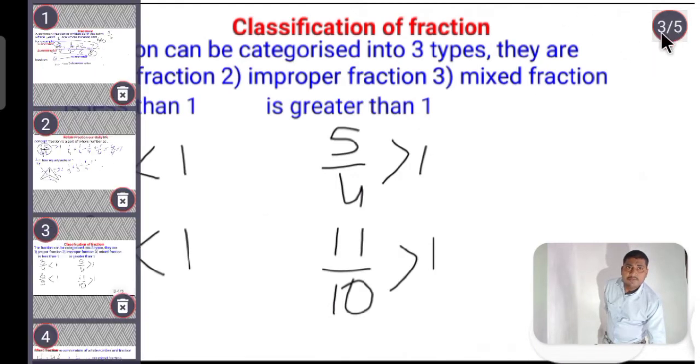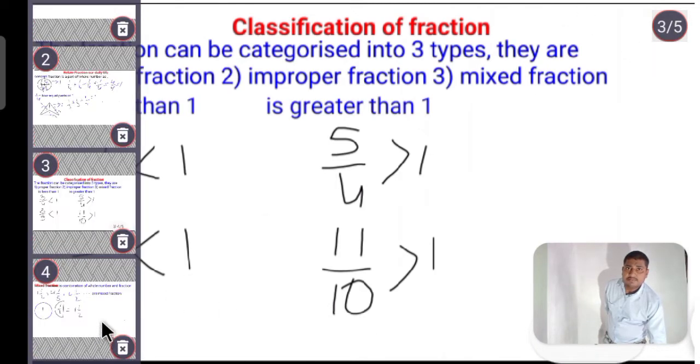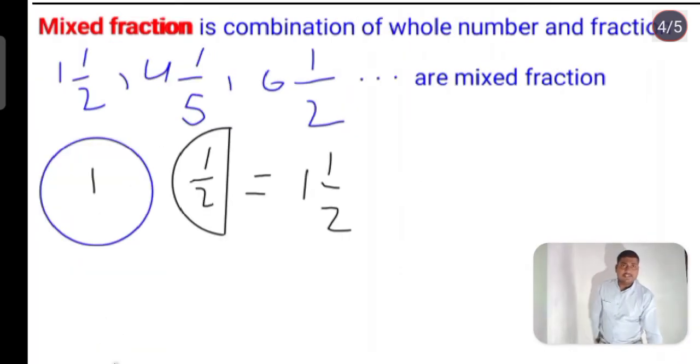What is a mixed fraction? The mixed fraction is a combination of a whole number and a fraction, proper or improper. If we suppose a circle and another half circle, then we combine both, then we find 1 and 1 upon 2. This 1 and 1 upon 2 is called a mixed fraction. 1 and 1 upon 2, 4 and 1 upon 5, 6 and 1 upon 2. This combination is called a mixed fraction.